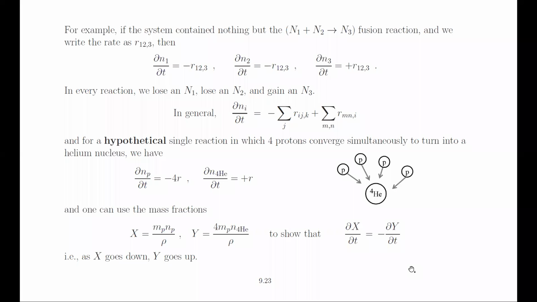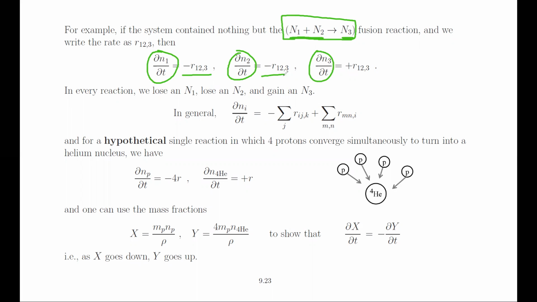time. So if we've got this N1 plus N2 going into N3, then there are three equations we have to worry about: the number density for species 1, the number density for species 2, and for species 3. Because this is a reaction where species 1 and species 2 are disappearing and creating a new species 3, the rates for species 1 and 2 are going to be negative, minus R, and species 3 is being created, so that's positive. In every reaction, we lose some N1s and N2s, and we gain some N3s. And there's a general way of looking at this.